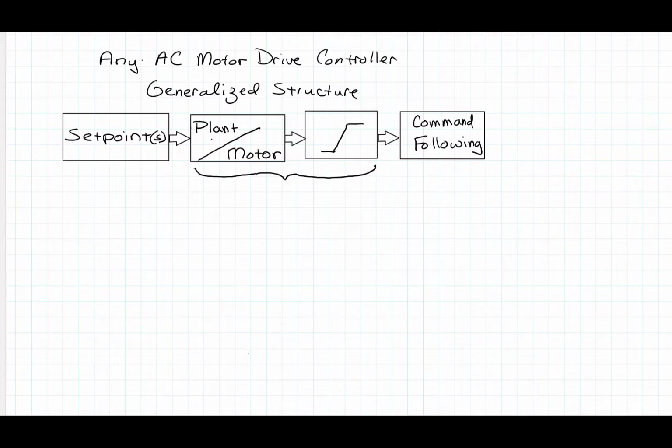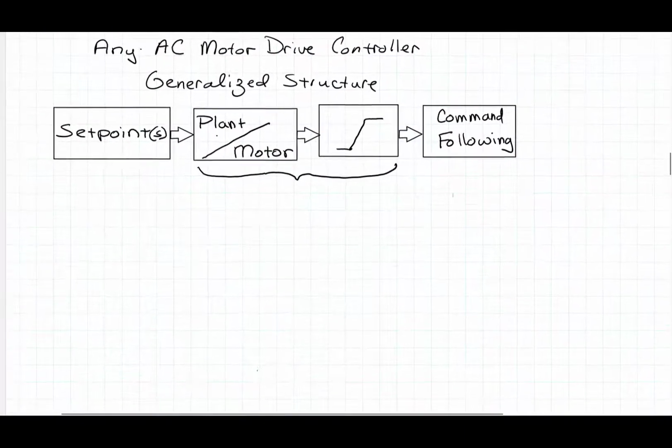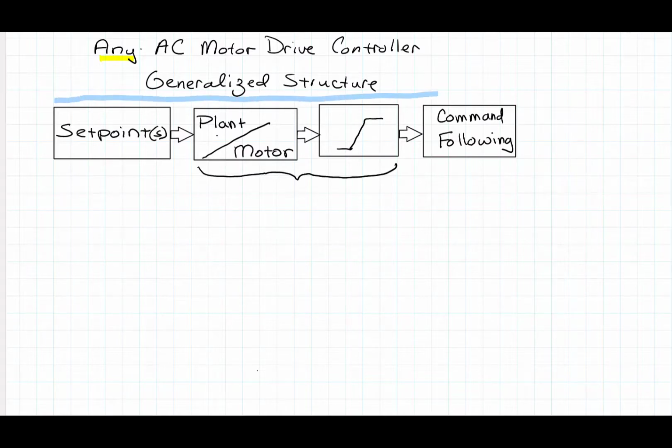So to start with, I'm going to talk about this generalized structure for an AC motor drive controller. Now this applies to any AC motor drive in general, and in fact, any motor drive. So this block right here, and maybe to just make that distinction, I'll put a little highlight around it, because very soon we want to try to synthesize what we know about all types of motors into how do we control them with closed loop feedback control.